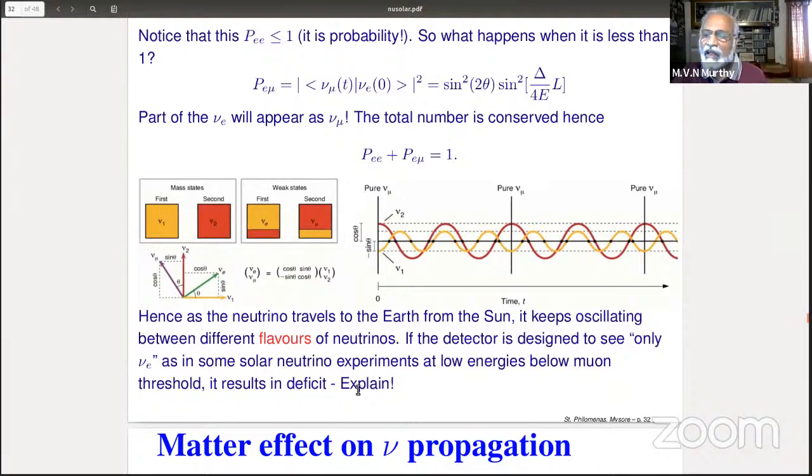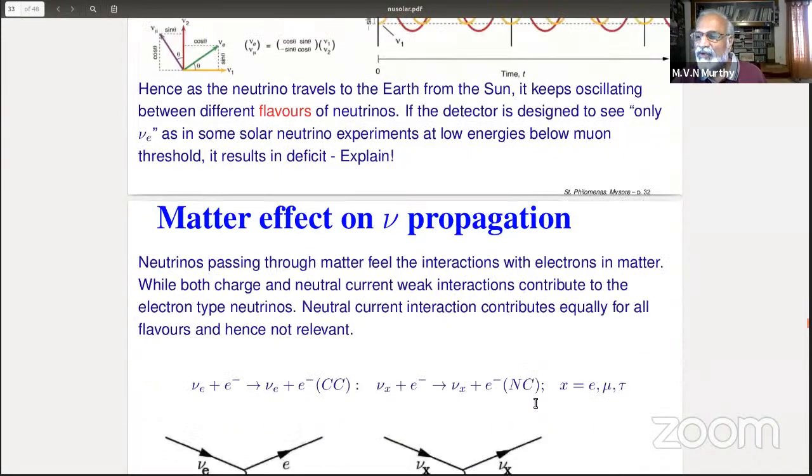So we not only have vacuum propagation, we also have neutrinos propagating through matter. However weakly interacting these neutrinos are, they do interact, and the matter provides a certain material with which it interacts, and therefore we have to take that also into account and see if it can make a substantial difference.